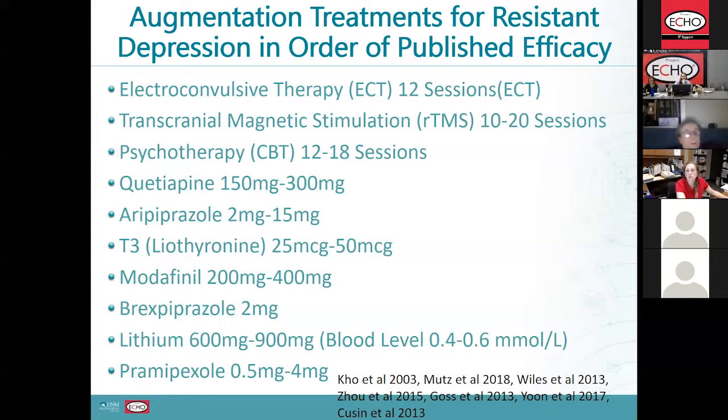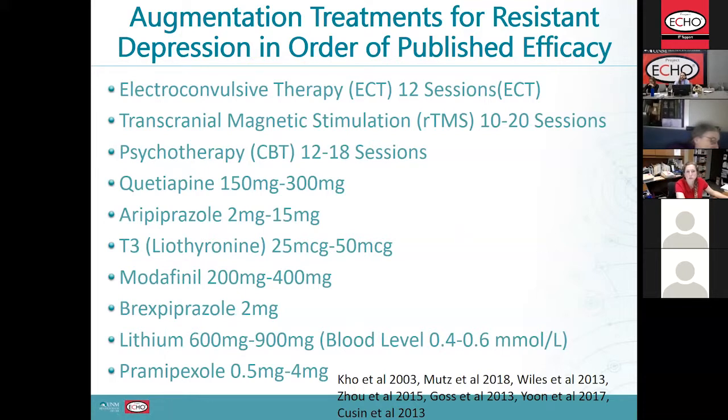Question, Lucia? How would you distinguish between giving ECT versus TMS? Well, TMS does not result in a seizure. TMS is just stimulating a very specific area of the brain cortex.